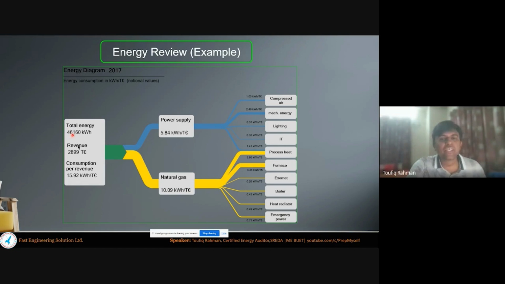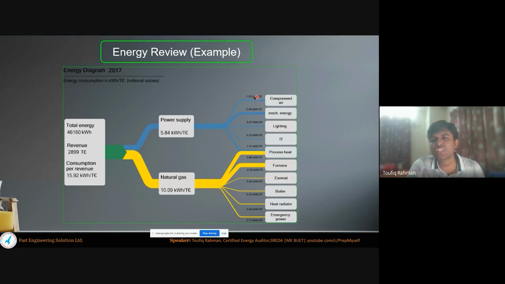But we have total energy here. This is called the Sankey diagram. We have two power supplies: one is power supply from the grid, and another is power supply from natural gas. If we know all the information here, then the energy review is complete.